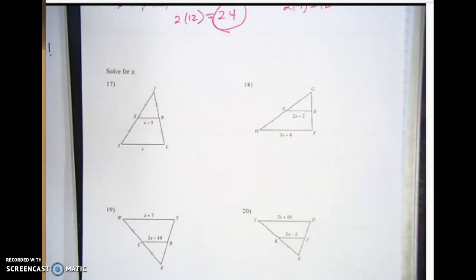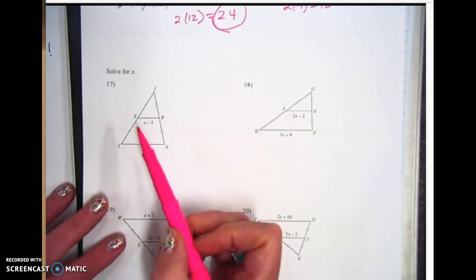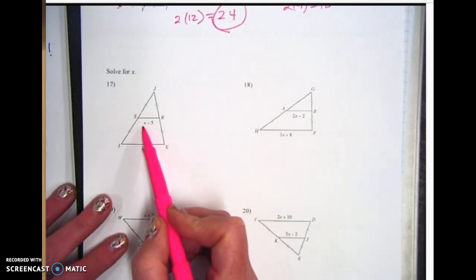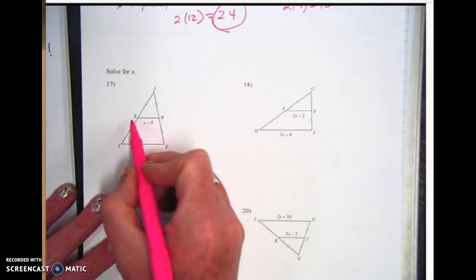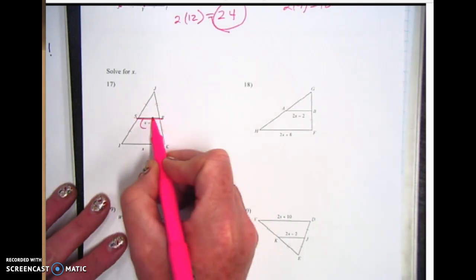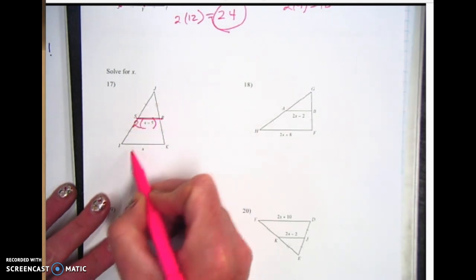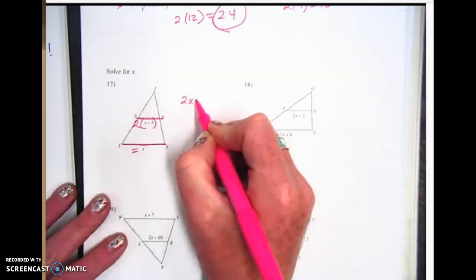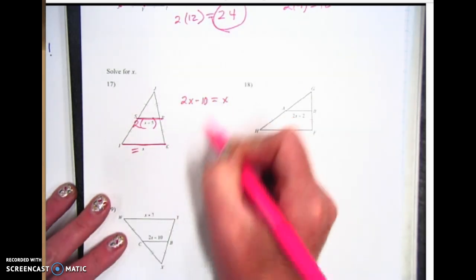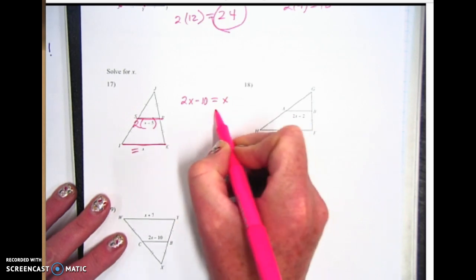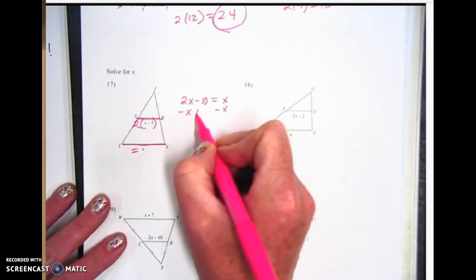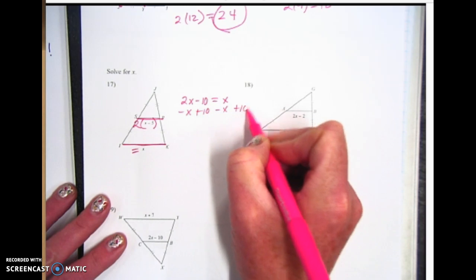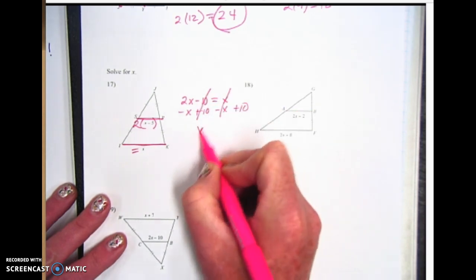Number 17 and 18, now we're doing the same thing, but now we're involving algebra, some algebraic expressions. This is the mid-segment, so if we double it, it's going to be equal to this side right here. So we're going to say 2x minus 10 equals x. Subtract x from both sides, add 10 to both sides. Opposites, opposites, and we get x equals 10.